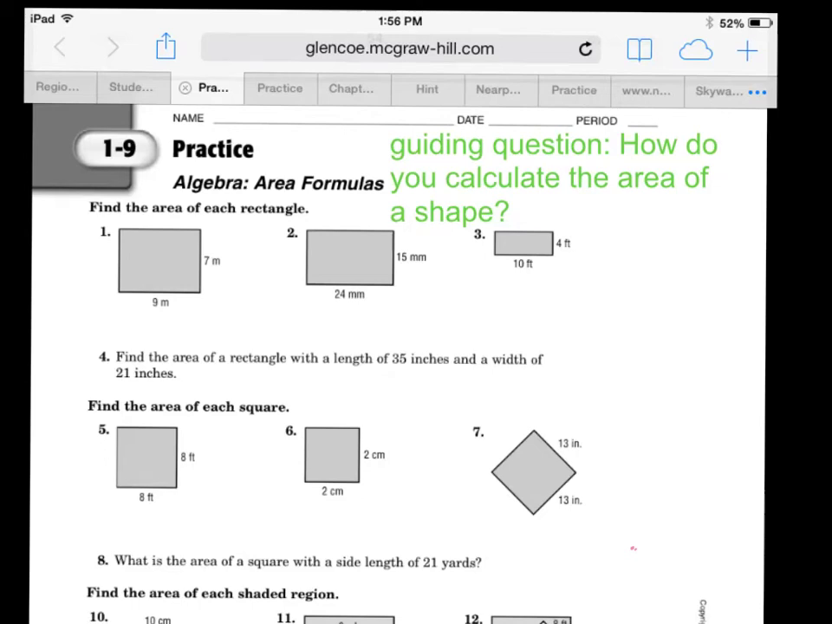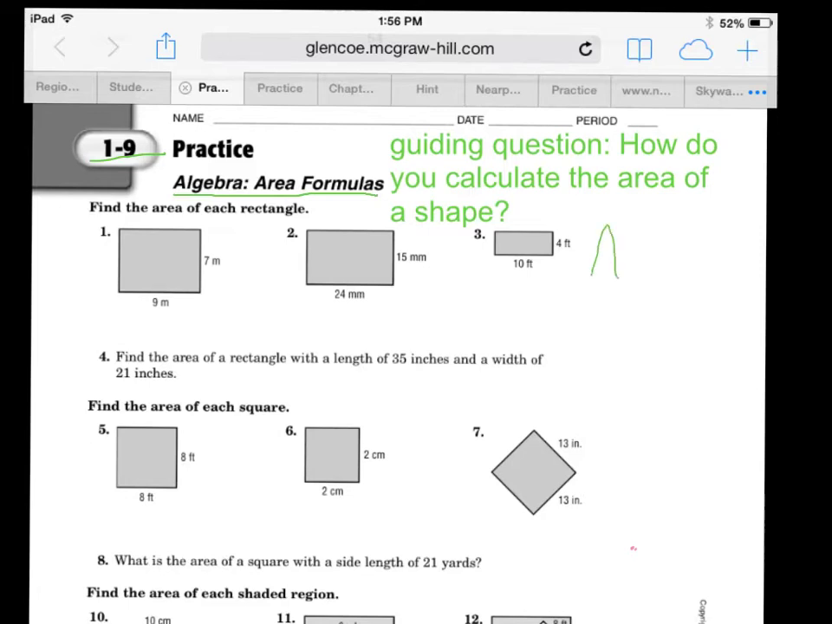This is video 1-9, and in this lesson we're studying area formulas, which is something that you learned in elementary school. And a lot of you on Tuesday were saying that to find the perimeter you take length times width. And you were wrong about that, but that is correct for finding area. So length times width is the way that you find the area of a rectangle or even a square.